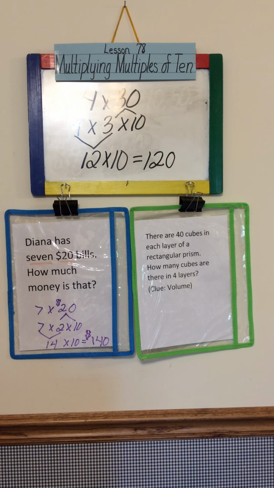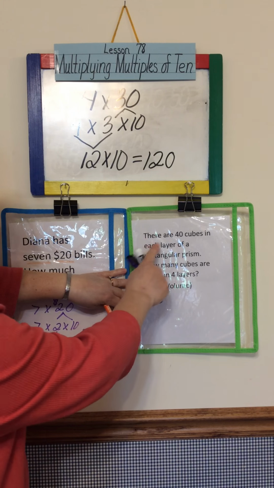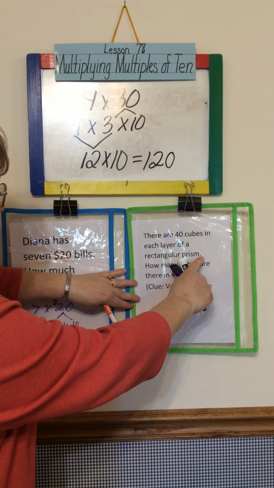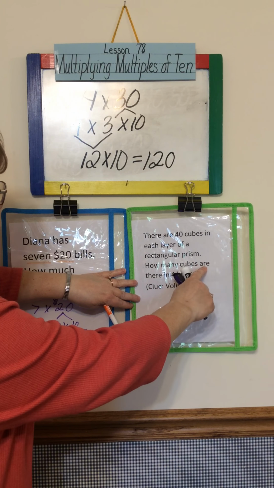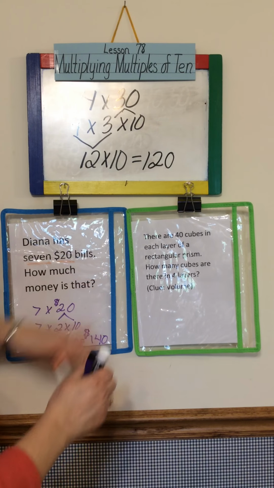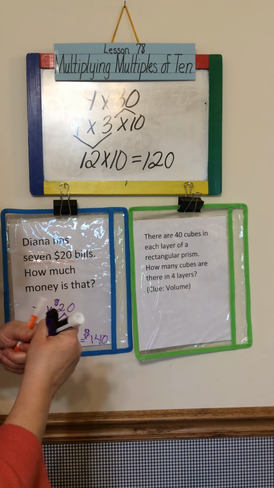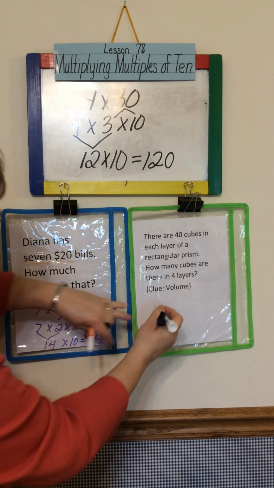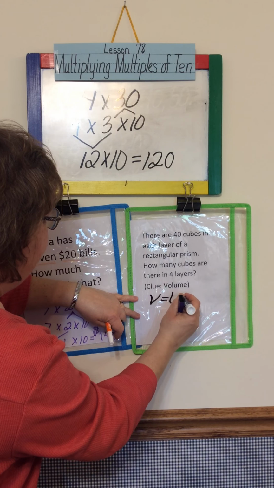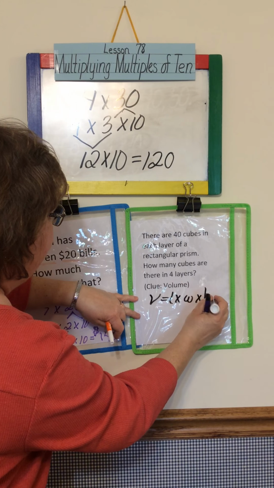$140. Finally, you may have to zero in on this with your computer, but there are 40 cubes in each layer of a rectangular prism. How many cubes are there in 4 layers? Basically, the clue is volume. And if you remember, volume equals length times width times height.